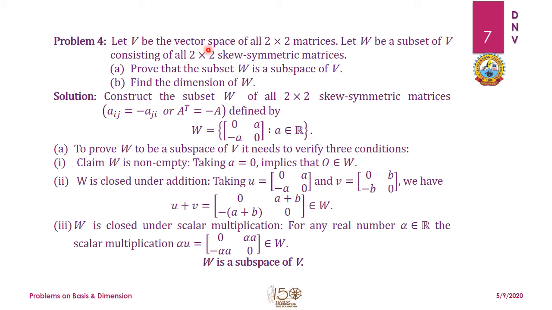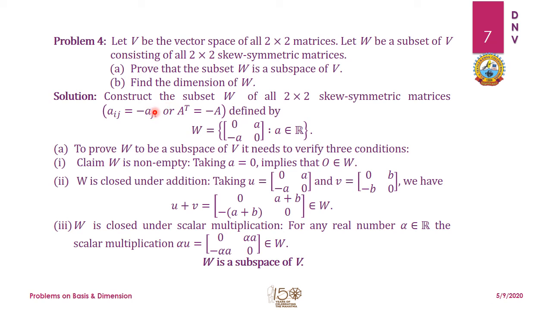So let V be the vector space of all 2 cross 2 matrices, and let W be a subset of V consisting of all 2 cross 2 skew symmetric matrices. I am emphasizing this word skew symmetric. We have to prove that this subset W is a subspace of V and find the dimension of W. So in this case, we have two problems mixed in one. First, we shall prove that this is a subspace, and second, we will find the dimension of it.